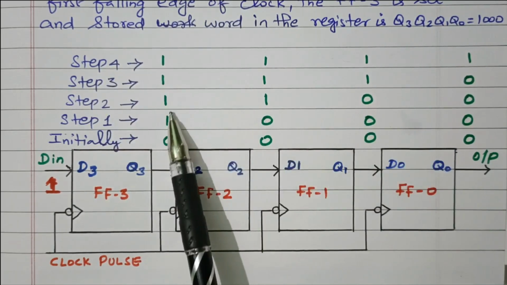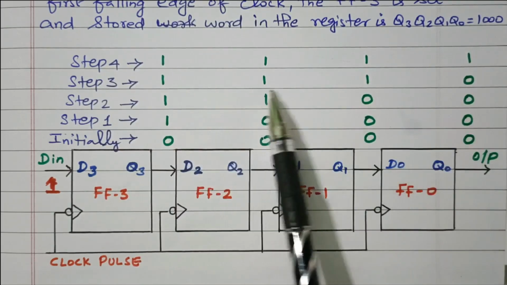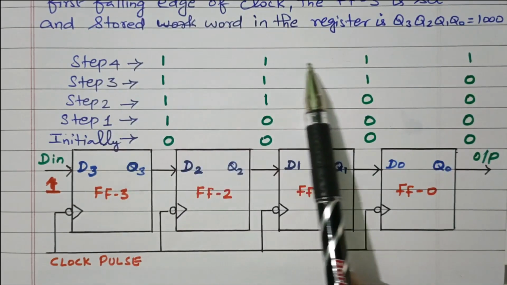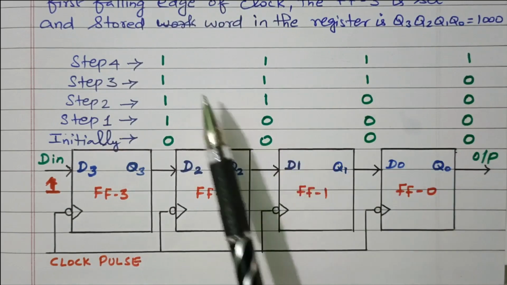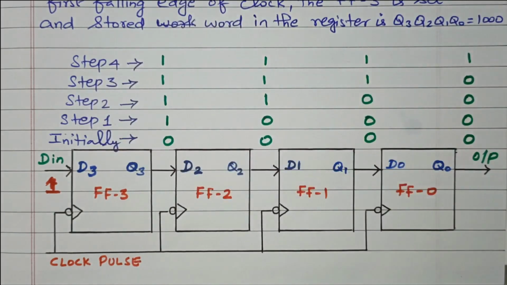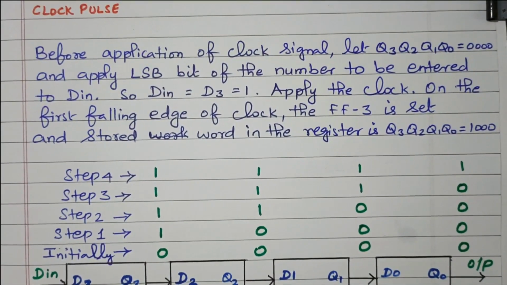Again one more 1 is applied. So that the outputs are moving. So it becomes 1, 1, 1, 1. In step 4, while applying one more 1, all become 1. So finally we got this required data 1, 1, 1, 1 stored. Right? I will see the description for further understanding.